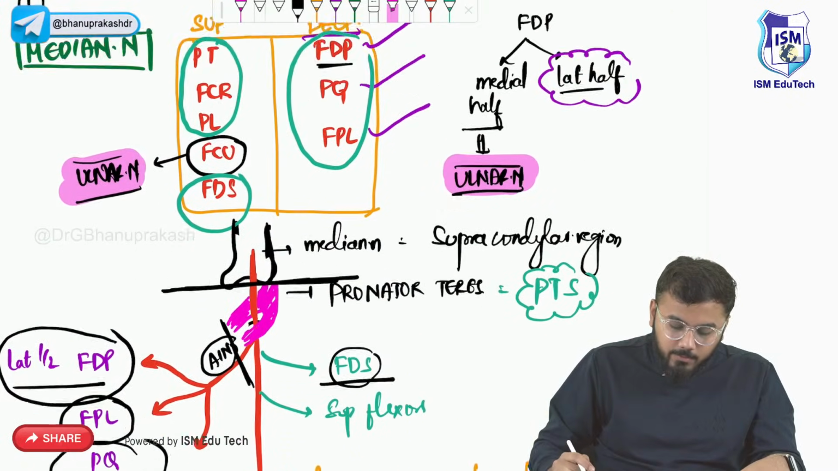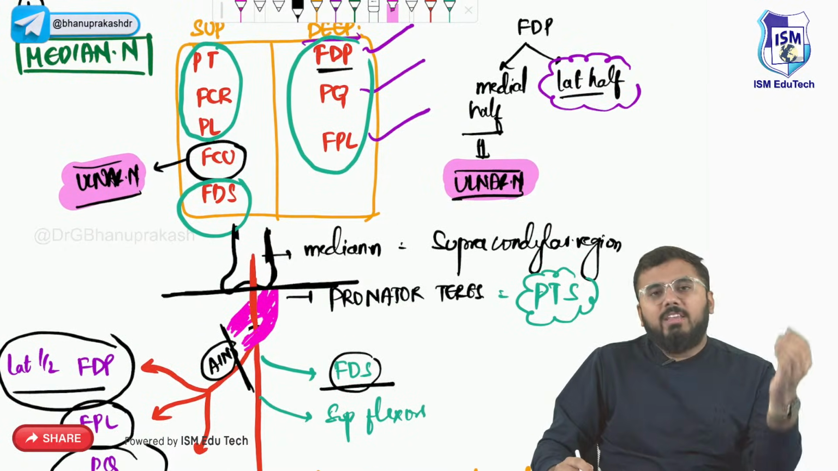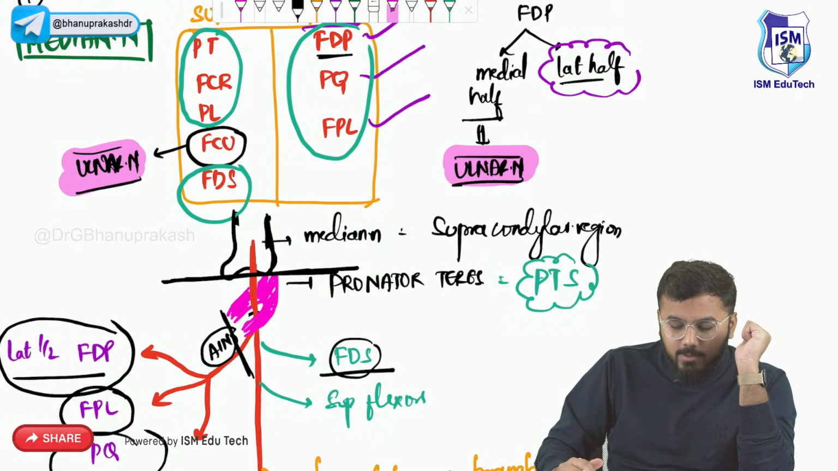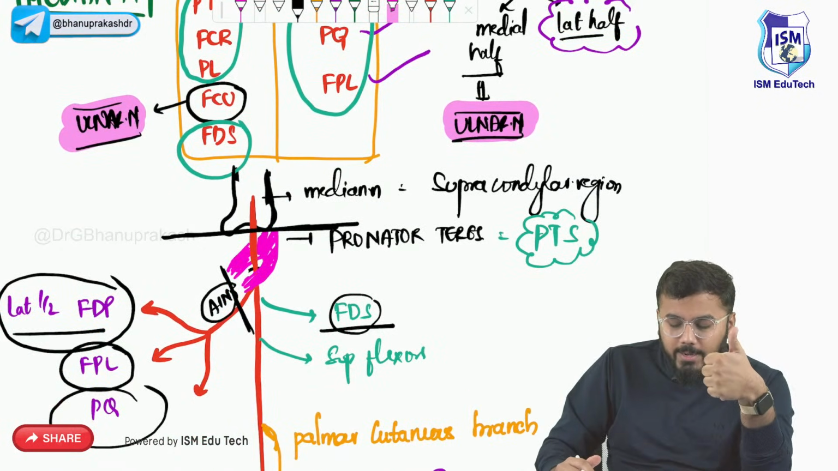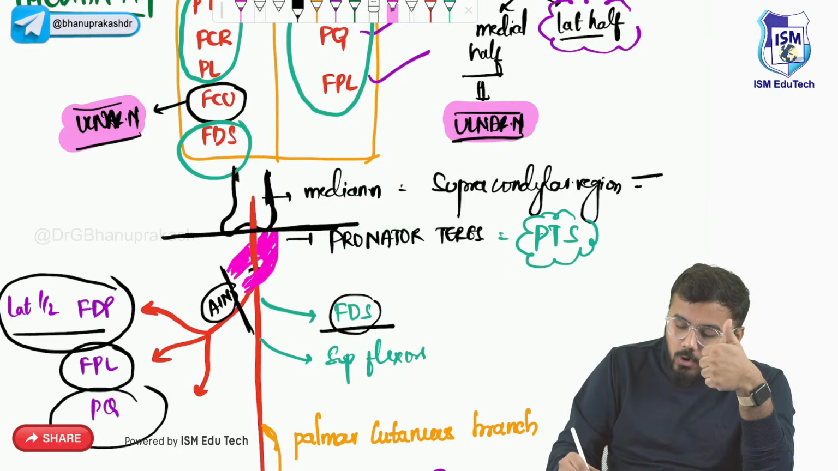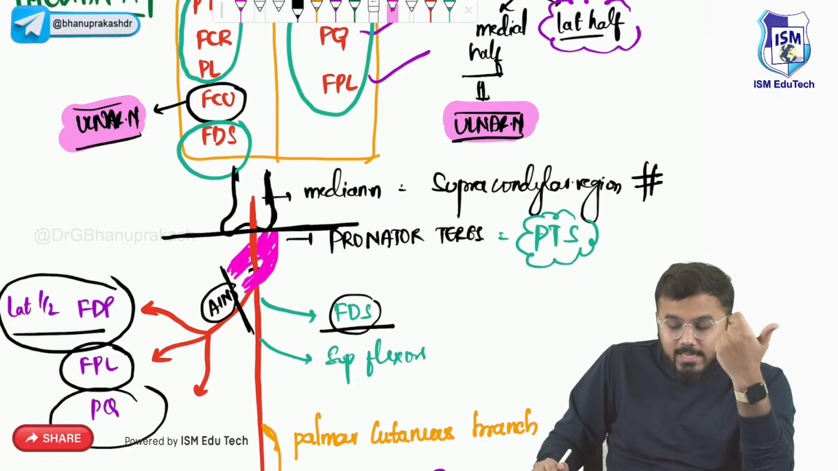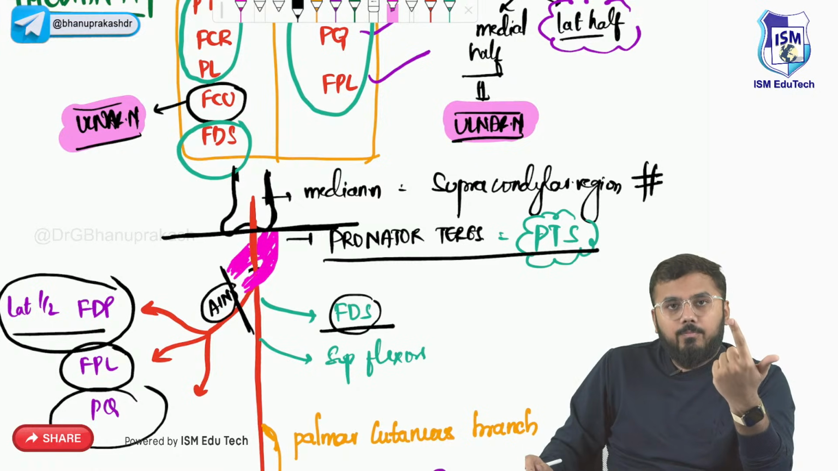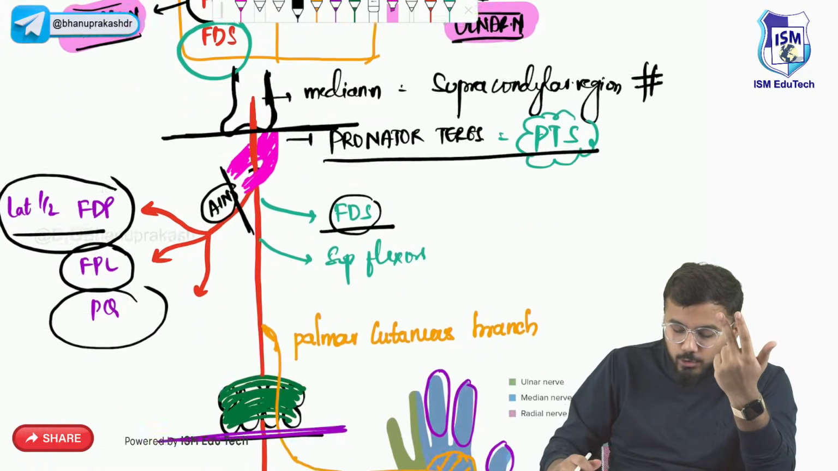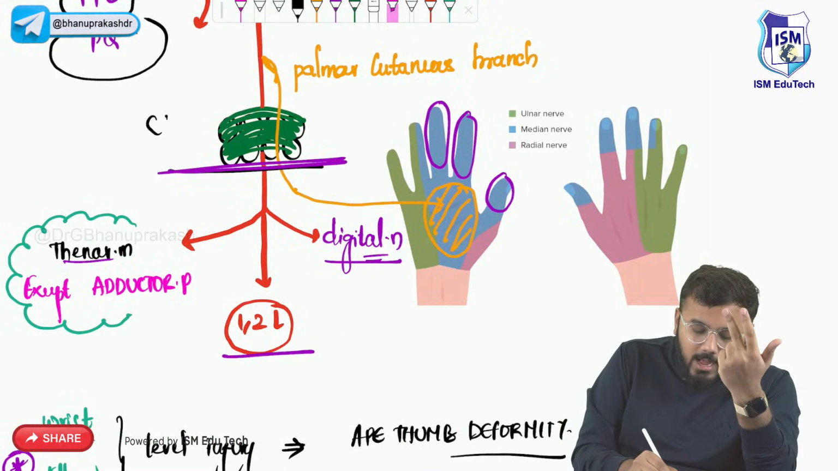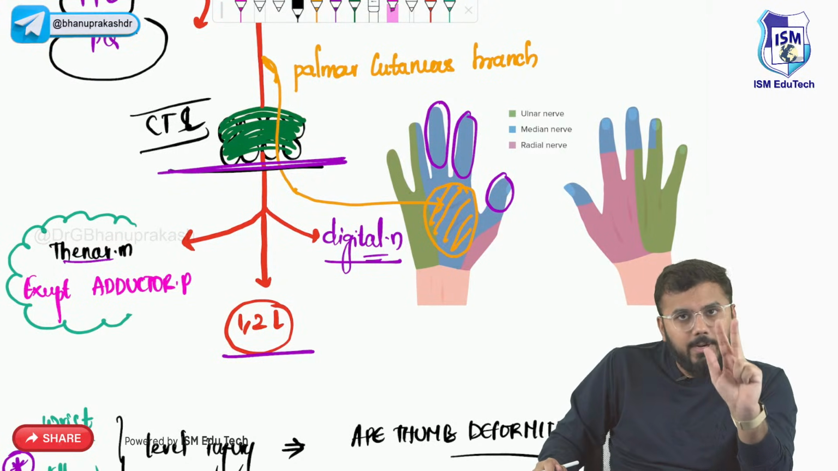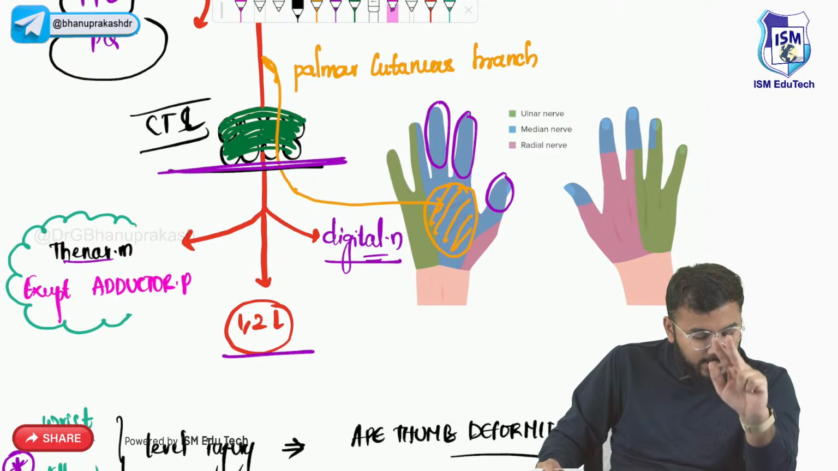And by the way, how many ways can you injure your median nerve? First way I can injure my median nerve is by supracondylar region fracture. Second way is by pronator teres syndrome. Third way is because of carpal tunnel syndrome. Three ways I can injure my median nerve. Clear?